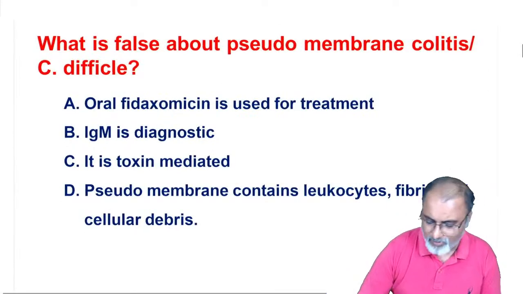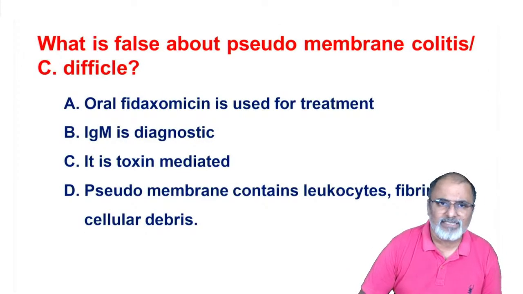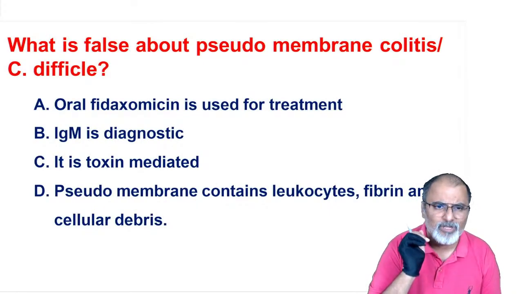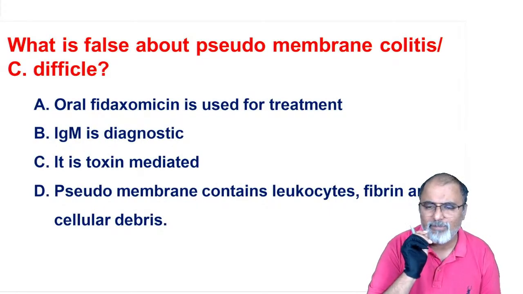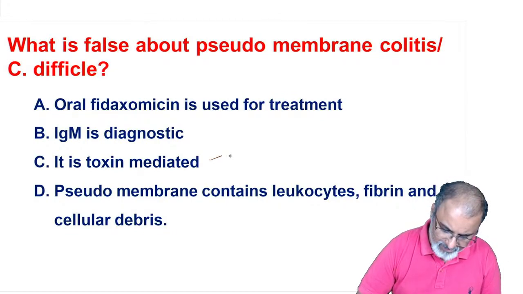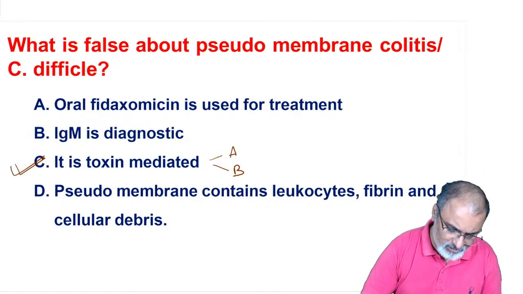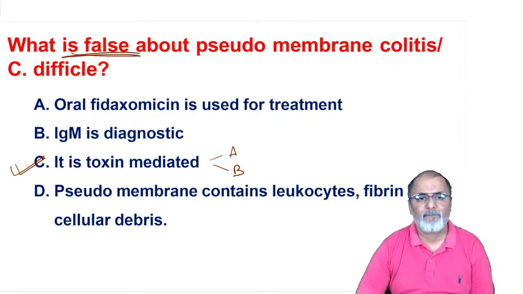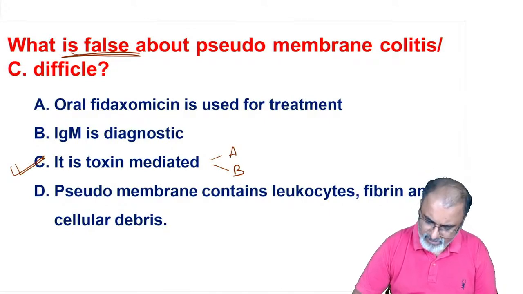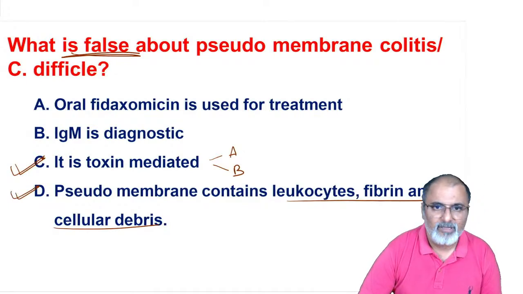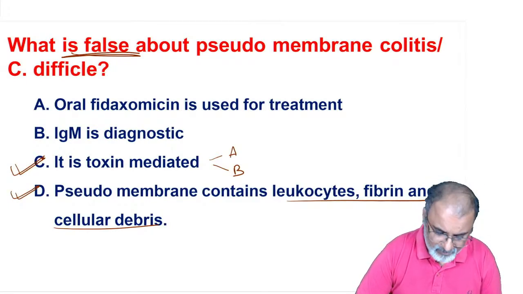What is false about pseudomembranous colitis caused by Clostridioides difficile? It forms pseudomembrane. The pseudomembrane is toxin mediated. There are two types of toxin, toxin A and toxin B. It's the right statement. They want a false statement. Pseudomembrane contains leukocytes, fibrin, and cellular debris. Yes. And latest treatment is fidaxomicin.